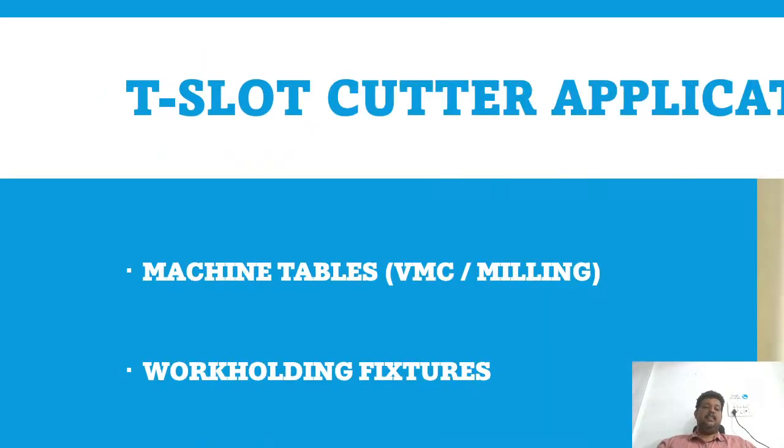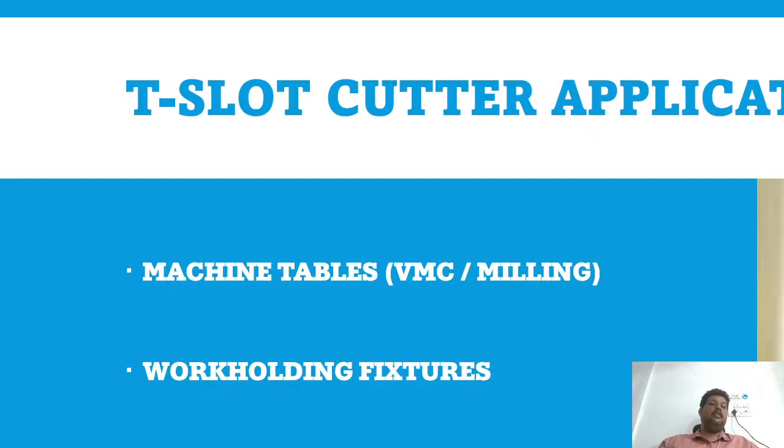Now let's see where this tool is actually used. The most common place you find the T-slot is on the machine tables. If you have seen a VMC machine, the table will have multiple T-shaped slots. These slots are used for clamping the workpiece. Bolts sit inside the slot and then fixtures or components are tightened on the top. This allows strong and flexible positioning.